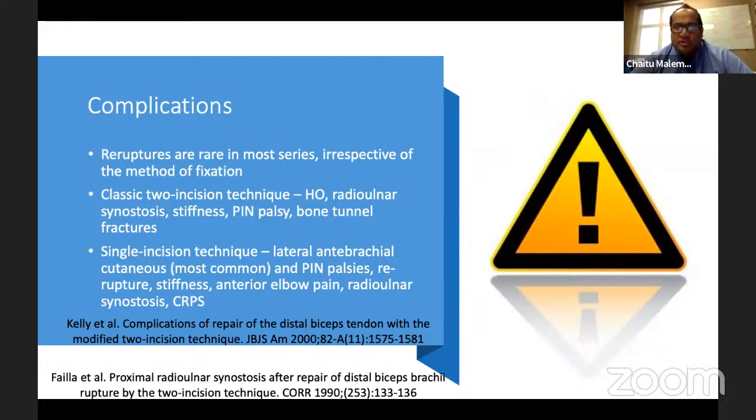With respect to the single incision technique, some complications are lateral antebrachial cutaneous nerve palsy, which is actually the most common, which is why it's important to identify that and retract it laterally when making the initial approach. Posterior interosseous nerve palsy can be avoided by making sure the socket is drilled with the forearm in supination, and really the forearm being kept in supination during the entirety of the procedure. Some other complications: re-rupture, stiffness, anterior elbow pain, radial ulnar synostosis, again, that can be avoided by limiting dissection of the ulnar periosteum, and then complex regional pain syndrome.